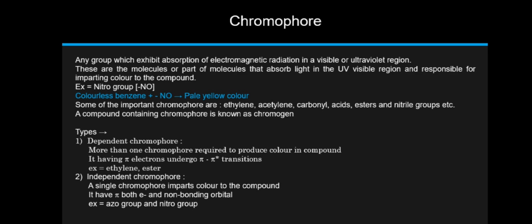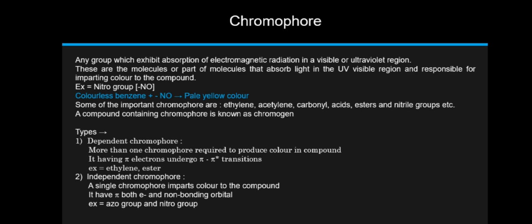So further, we will continue with chromophore, the group which exhibits absorption of electromagnetic radiation in the visible or ultraviolet region. These are the molecules or groups of molecules which absorb light in the UV visible region and help to impart color to the compound. Example: nitro group. When a nitro group reacts with colorless benzene, it gives a pale yellow color. Some other important chromophores are ethylene, acetylene, carbonyl, acids, esters and nitrile groups, etc.